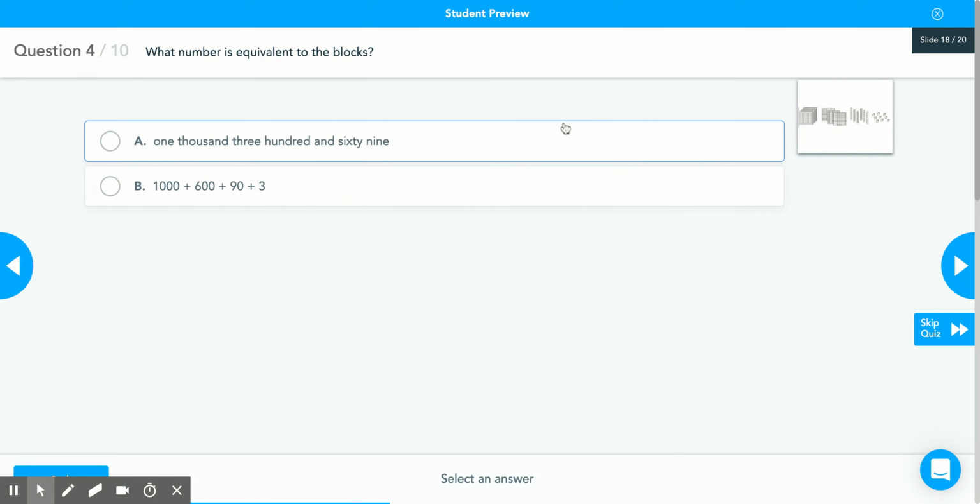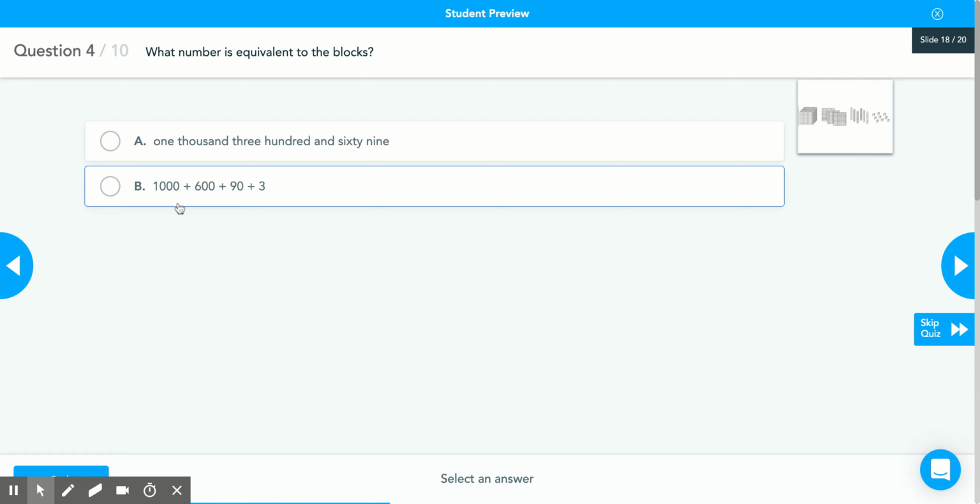Next, we have what number is equivalent to the blocks. Again, the picture is kind of small, but it's in the top right corner. So we start with the thousands blocks. There's 1,000 block in this picture. So we look at A in the written form, and we see that it says 1,000, which means A is correct so far. And in B, the expanded form, 1,000 is at the thousands place, which is also correct.